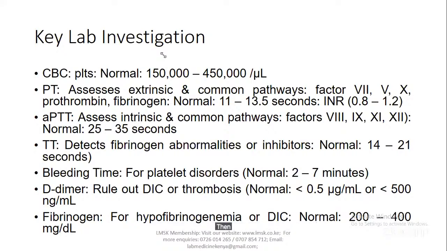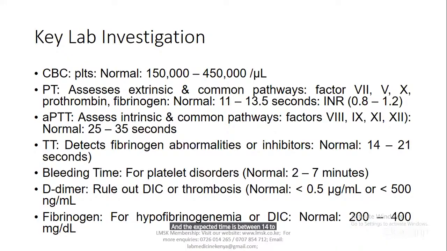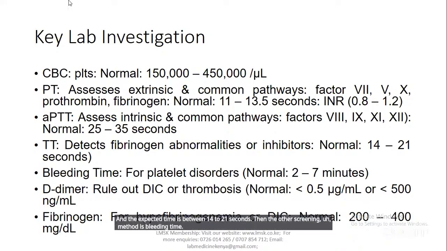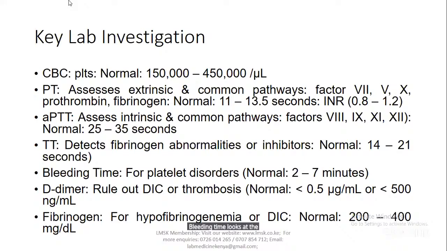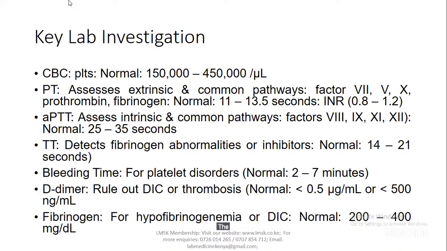Then there is the thrombin time. The thrombin time is a screening test that looks at the abnormalities of the fibrinogen. And the expected time is between 14 to 21 seconds. Then the other screening method is bleeding time. Bleeding time looks at the disorders of the platelets. When you puncture someone's earlobe, you expect that within 2 to 7 minutes, the blood should have clotted and the site of injury is sealed and this person no longer loses blood.